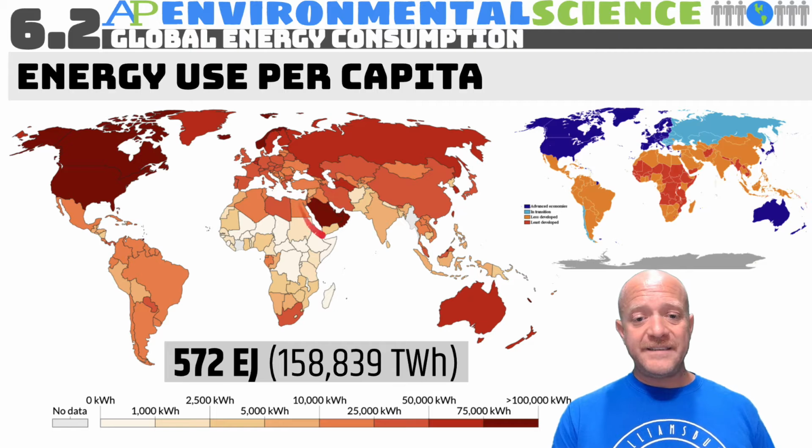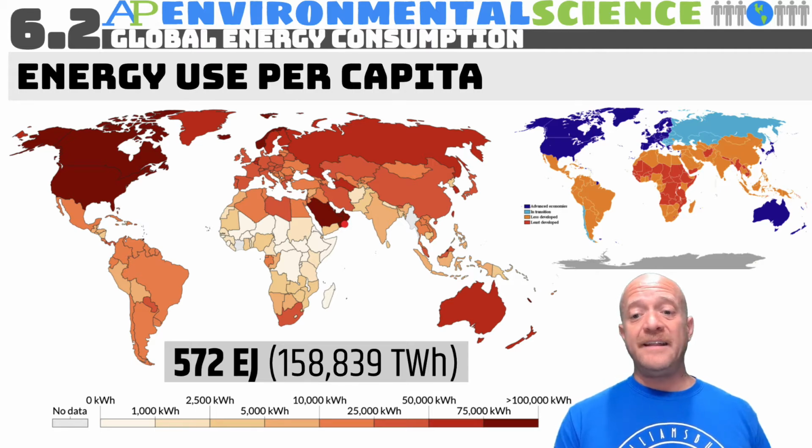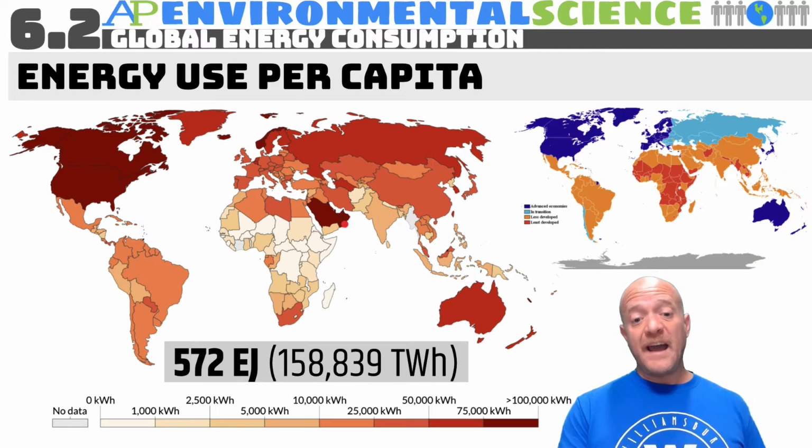There's one anomaly I see. This is Saudi Arabia right here, and Saudi Arabia is a very oil-rich, petroleum-rich country, so I imagine that is one of the reasons why this is an outlier.